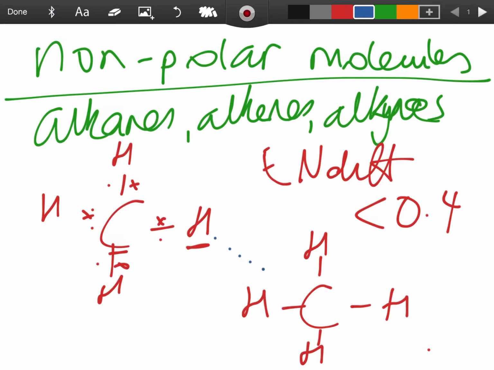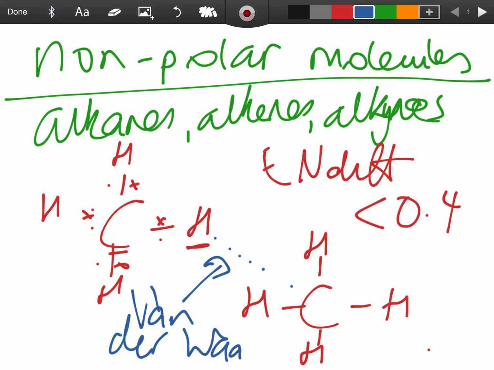So what will happen is, if you have a gas cylinder of methane gas, what kind of intermolecular forces can you have between the molecules? Van der Waals. So van der Waals forces occur between one methane molecule and the next methane molecule, and the next methane molecule will be over here. So between alkanes, between alkenes, and between alkynes, you have van der Waals forces because they are non-polar molecules.